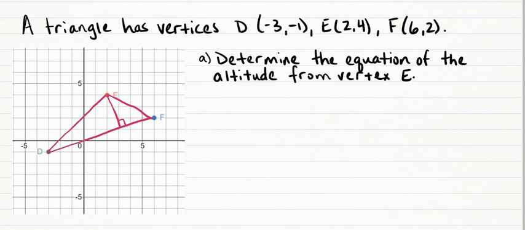So here we know that the slope of the altitude is very important. The slope of the altitude must be perpendicular, or it must be a negative reciprocal to the slope of DF. So let's start this question by calculating the slope of DF.